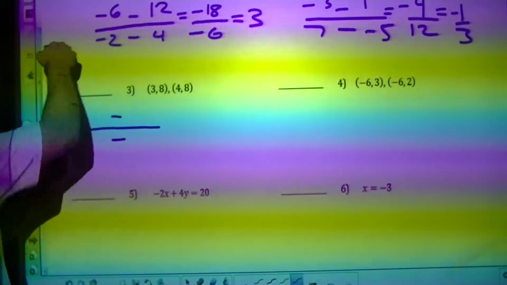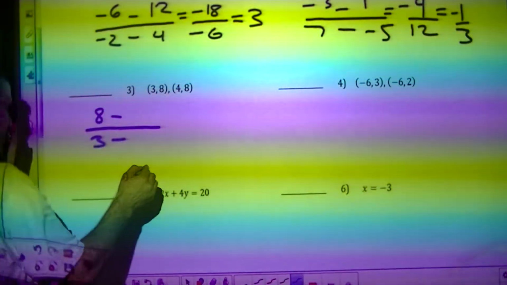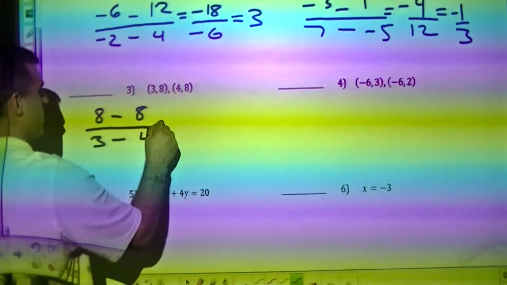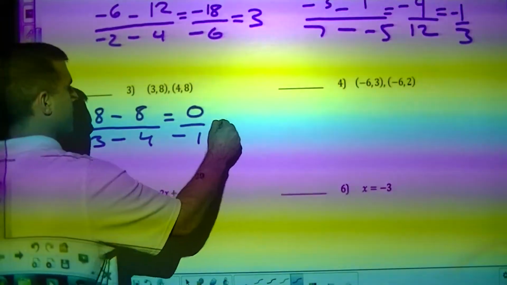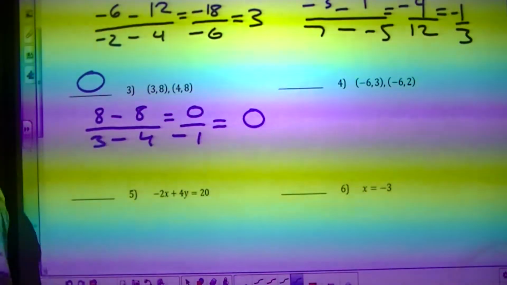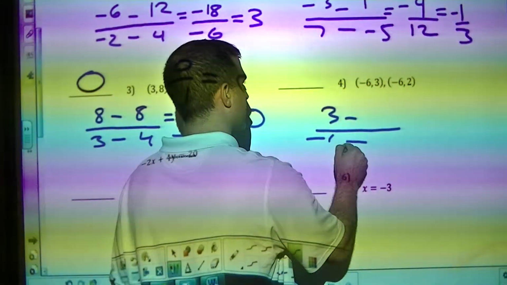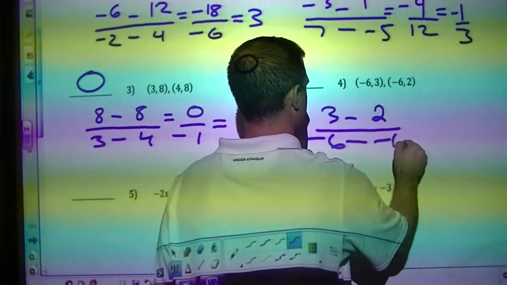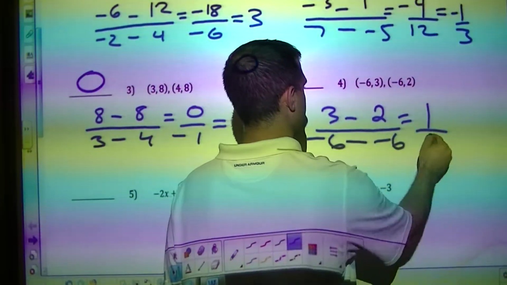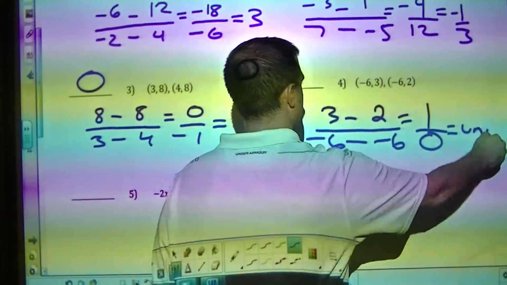This one, turn the wheel to the left, that's 8 and 3. Turn the wheel to the left, 8 and 4. That's 0 over -1. If you divide that in your calculator, you get 0. Okay, this one, 3 and -6, 2 and -6. That's 1 and 0. 1 divided by 0 is undefined.